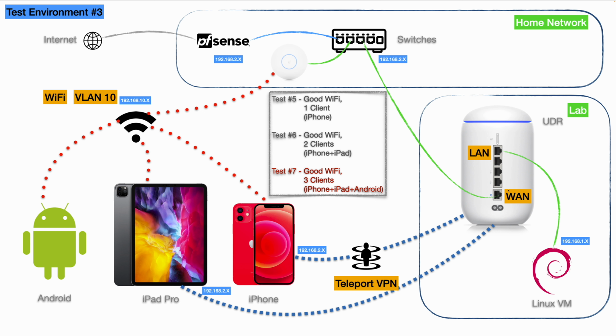I put my UDR behind my main router. From my home, I connect my mobile devices to my home Wi-Fi because my home Wi-Fi can have pretty good throughput and it is kind of in the internet or WAN side for the UDR. I can still establish the Teleport VPN connection. I'm going to try 3 different tests. Let me try just one client using my iPhone.